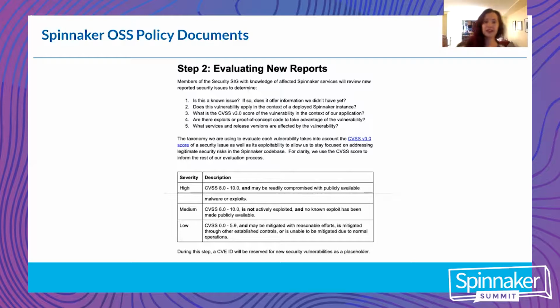So once you've done that, we have a taxonomy for the Spinnaker open source project, which is here. And this basically talks about how we rank and rate the high, medium, and low. And then there's going to be a corresponding time frame in which we will mitigate those vulnerabilities, which is very important.